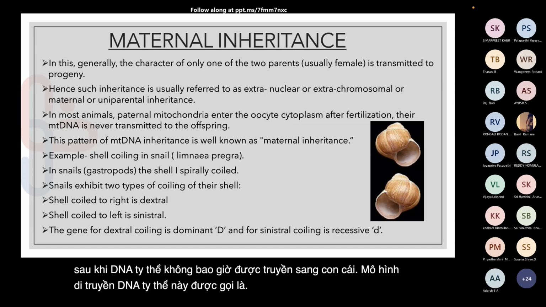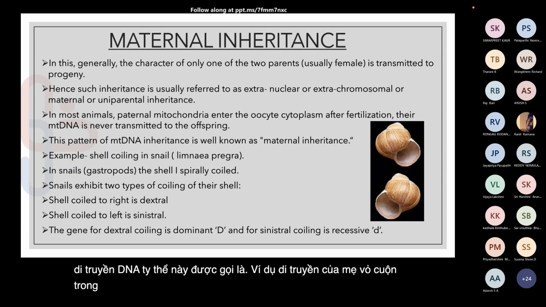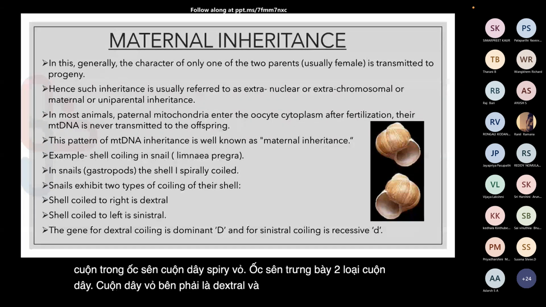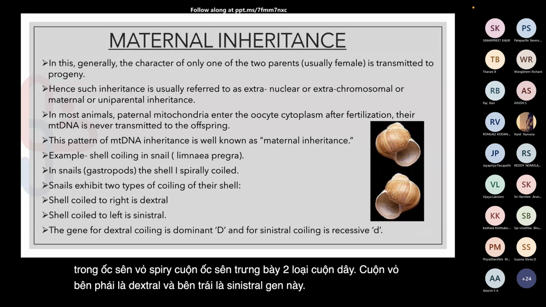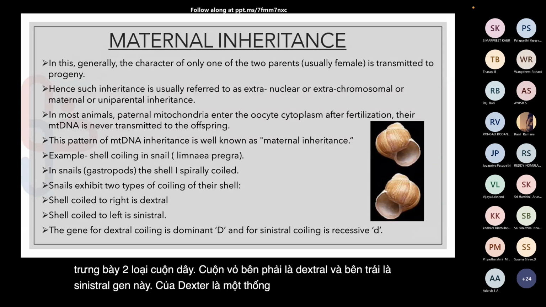Example, shell coiling in snail. In snail, the shell is spirally coiled. The snail exhibits 2 types of coil. The shell coil to the right is dextral and the left is sinistral. The gene for dextral is dominant, and the recessive is a small d.